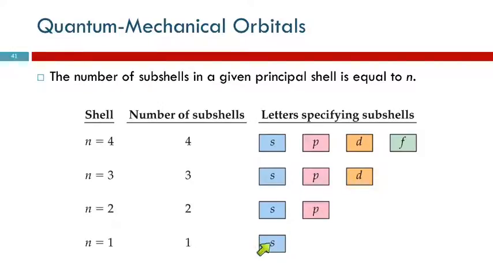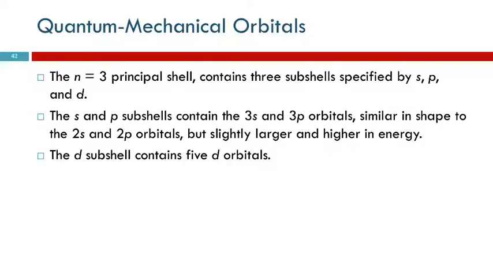So in the first level, we only have S orbitals. In the second, we have S orbitals and P. We've got 2 kinds. In the third level, we have S, P, and D. There's 3 kinds. So pictures help. So in that third level, there's 3 subshells, S, P, and D.